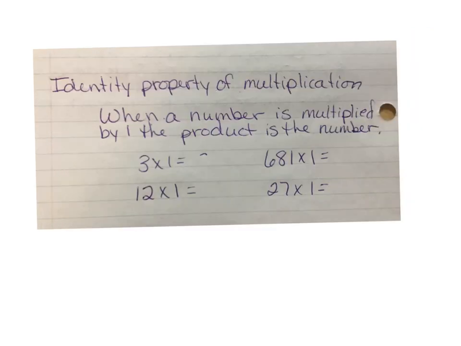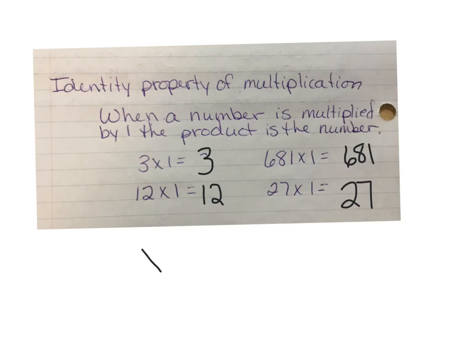This one I hope that you know really, really well. This is called the identity property of multiplication. When a number is multiplied by 1, the product is the number. That sounds all complicated, but really all it says is when I multiply a number by 1, I get the number. So 3 times 1 is 3, 12 times 1 is 12, 681 times 1 is going to be 681, and 27 times 1 is going to be 27. No matter what I do, if I multiply by 1, I'm going to get that answer.